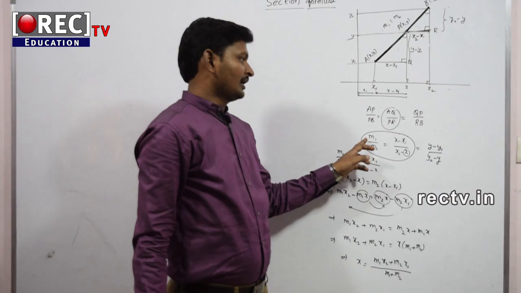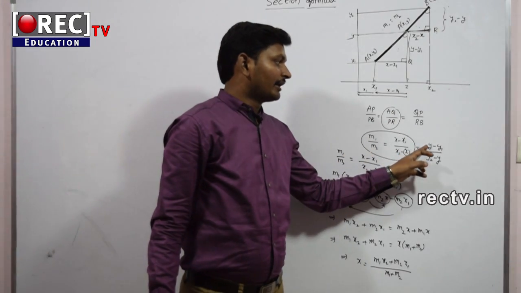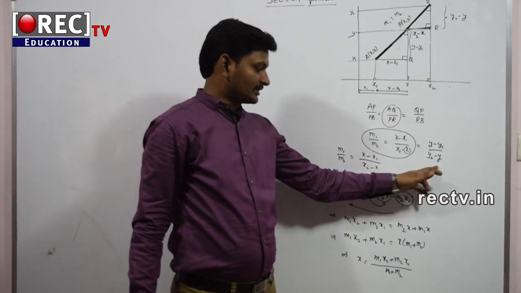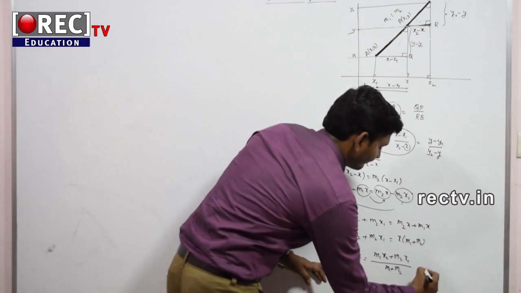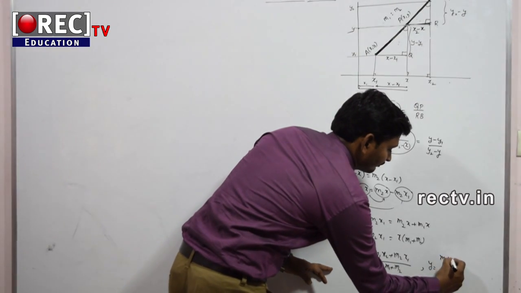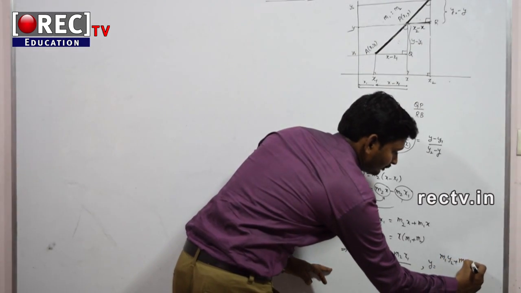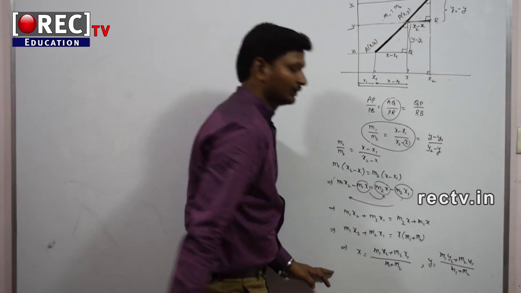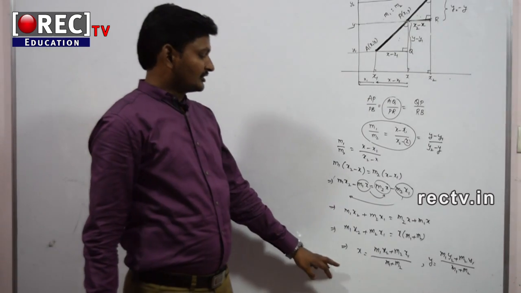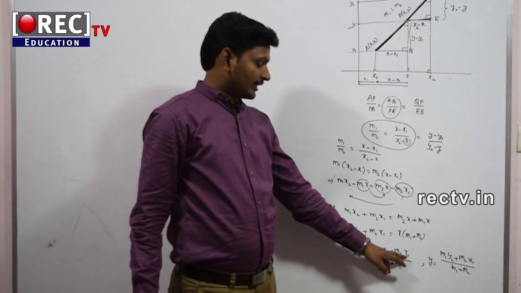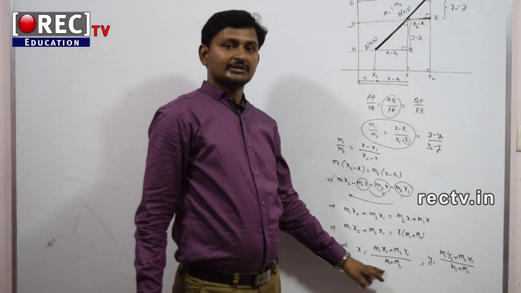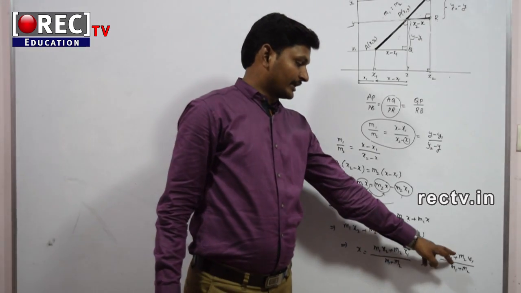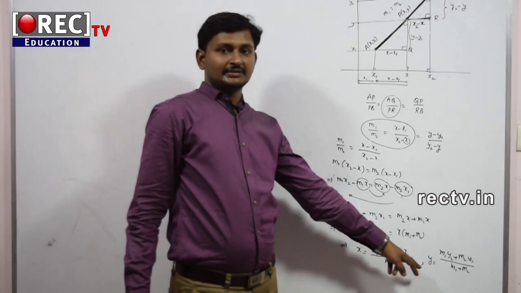Similarly, if you take M1 by M2 is equal to y minus y1 by y2 minus y, then we will get y is equal to M1y2 plus M2y1 divided by M1 plus M2. Therefore, the point P(x, y) is equal to (M1x2 plus M2x1 divided by M1 plus M2, comma, M1y2 plus M2y1 by M1 plus M2).